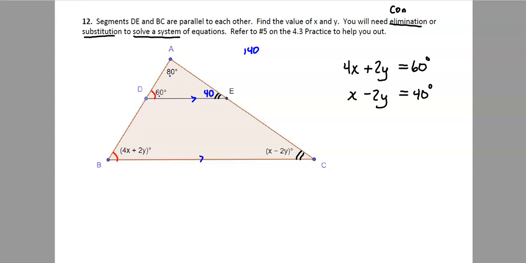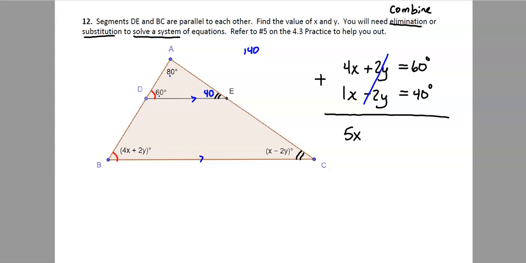Elimination basically means that I'm going to combine the two equations. And what I'm hoping to get is some opposites that'll eliminate. And I notice right here, if I add these two together, I'm going to get 4x plus 1x is 5x. And here's where the elimination happens. Positive 2y and negative 2y disappear. So I set this one up nice for you so that the opposites were already there.